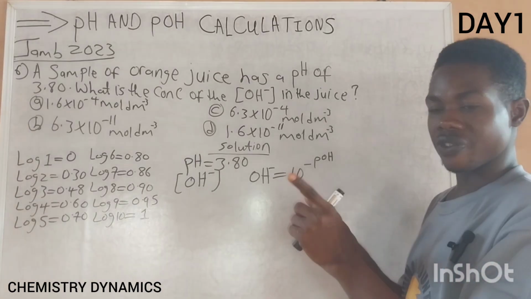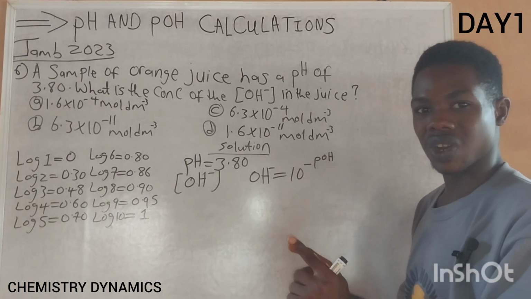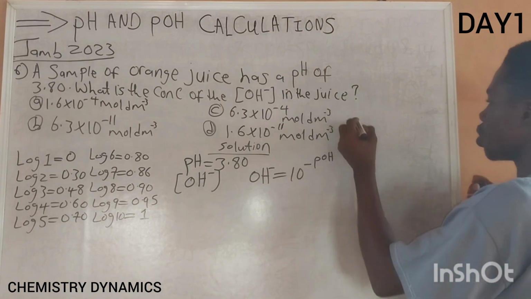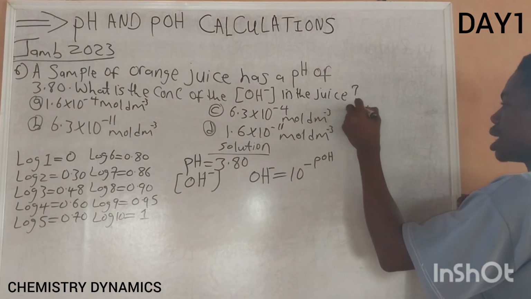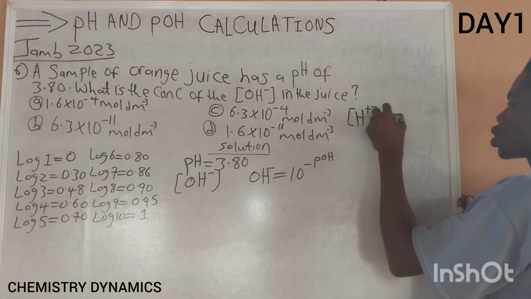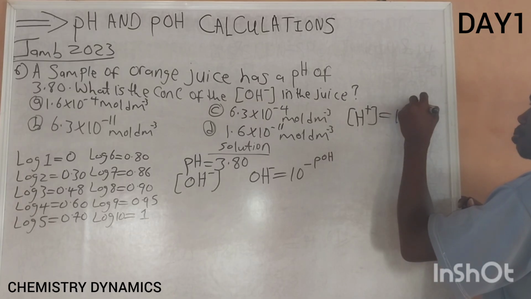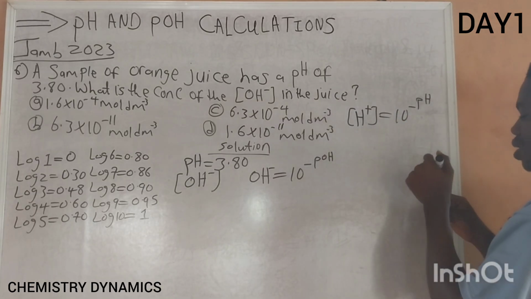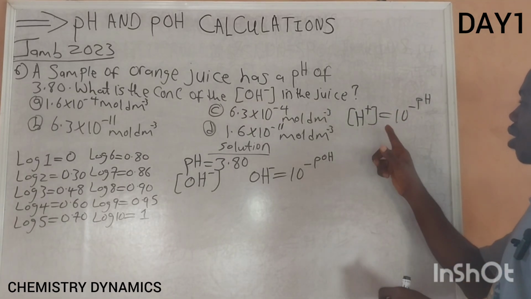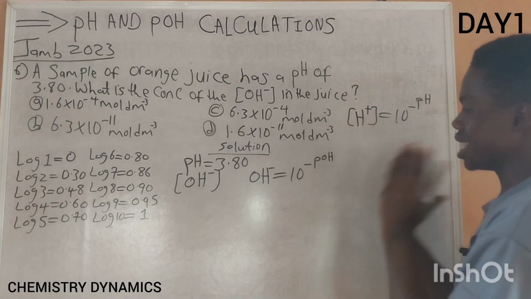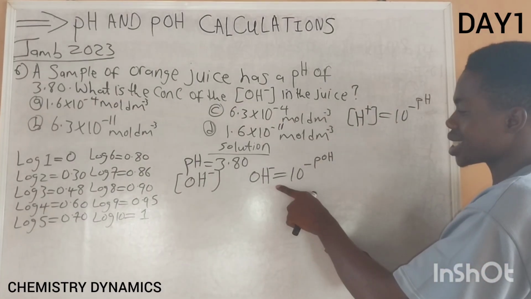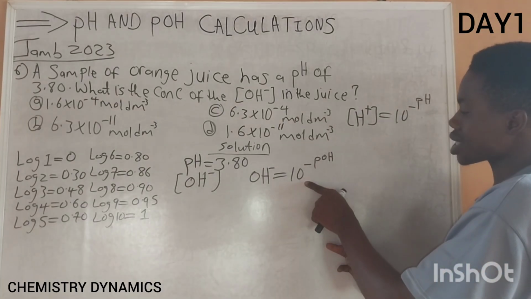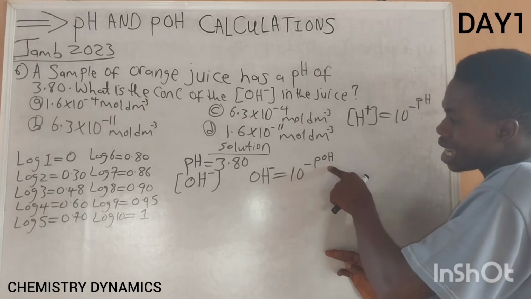In one of our previous videos, I also gave us a formula for calculating hydrogen ion, and that formula was hydrogen ion equals 10 raised to power minus pH. Are you seeing it now? So in that previous one, I gave us hydrogen ion equals 10 raised to power minus pH. But in this case, in calculating hydrogen ion, it is equal to 10 raised to power minus pOH.